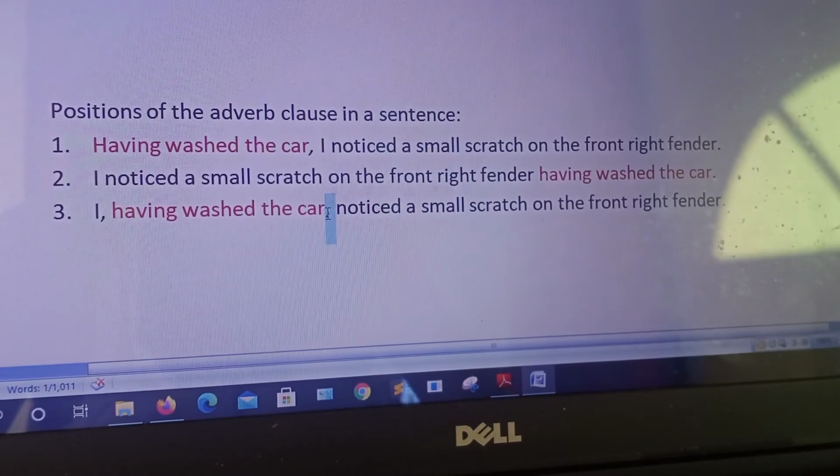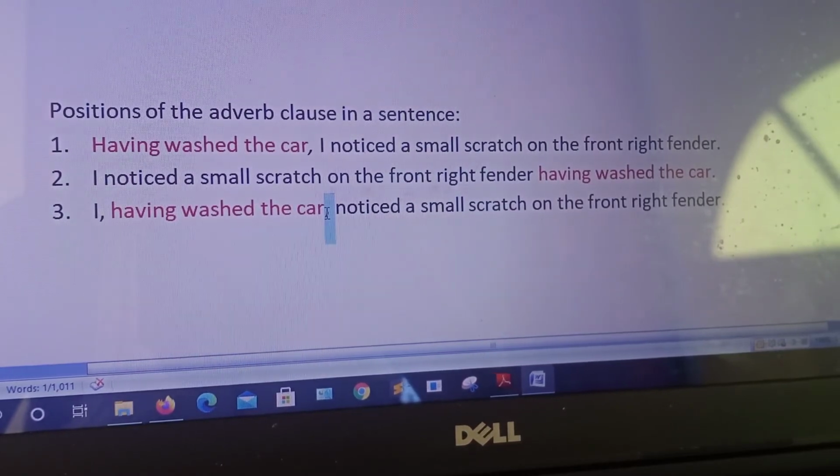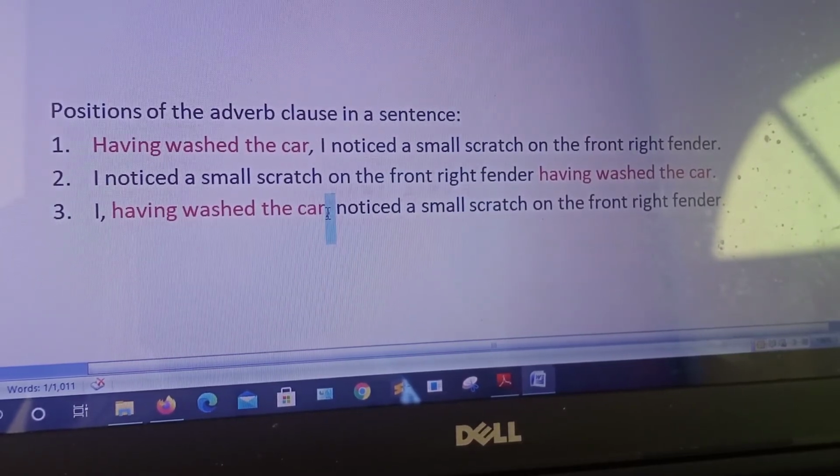So we are done. Actually, these two, adverb clauses and adjective clauses, are the most important when it comes to improving reading skills and writing skills. These two are very, very important.